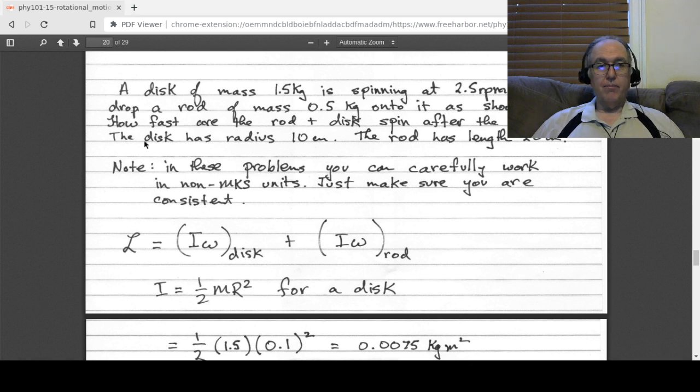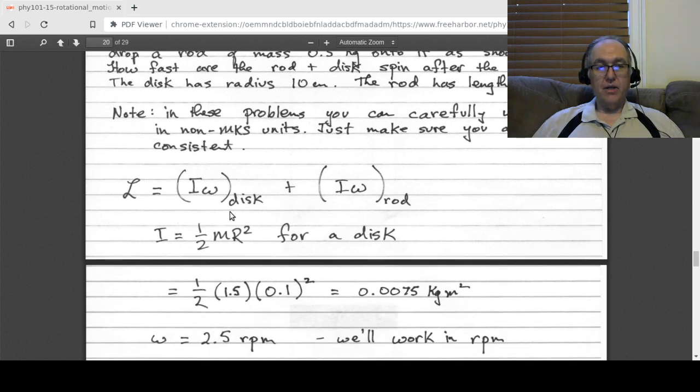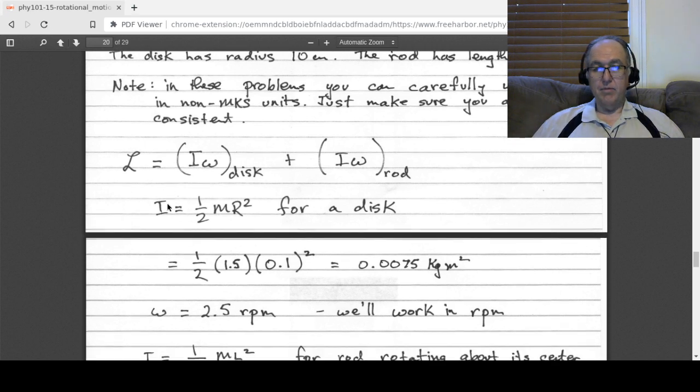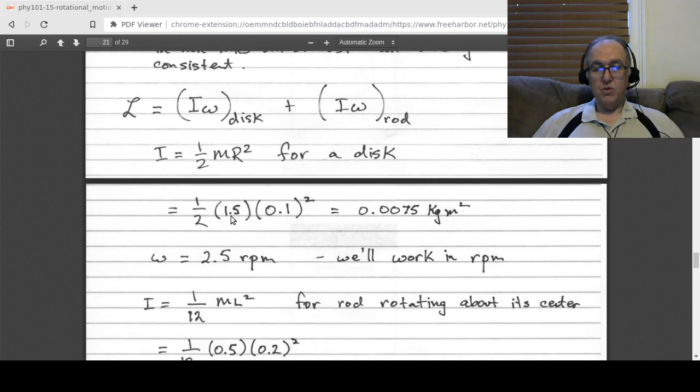All right, so before the collision, L is going to be the angular momentum of the disk plus the angular momentum of the rod. Okay, now for the angular momentum of the disk, we need I for the disk, and for a disk, the moment of inertia is given by 1/2 mr squared, and we just plug in the numbers. The mass was 1.5 kilograms, the radius was 10 centimeters or 0.1 meters, and so that gives us a moment of inertia for the disk of 0.0075 kilogram meters squared. Okay, the angular velocity for the disk, I tell you in the problem, is 2.5 RPM, and we'll just work in RPM for the reasons I just mentioned.